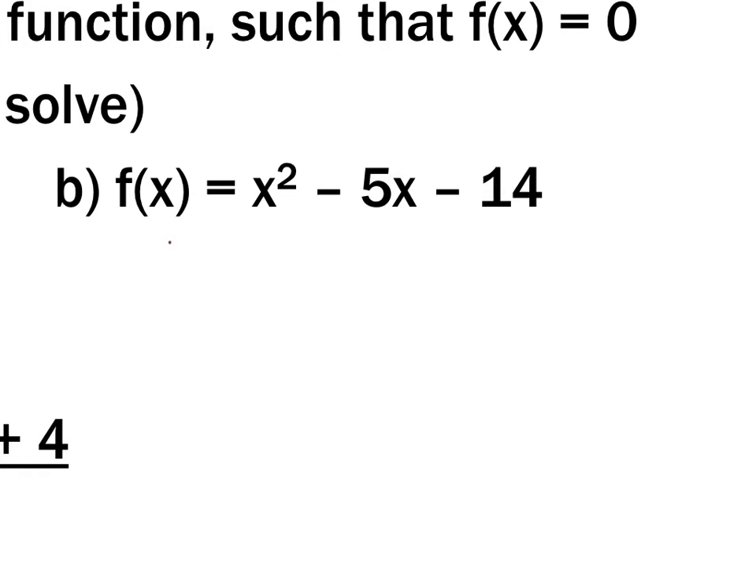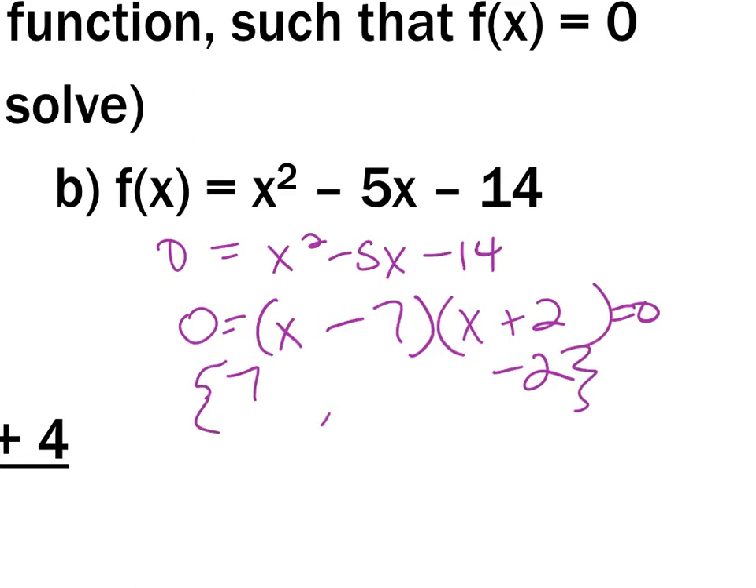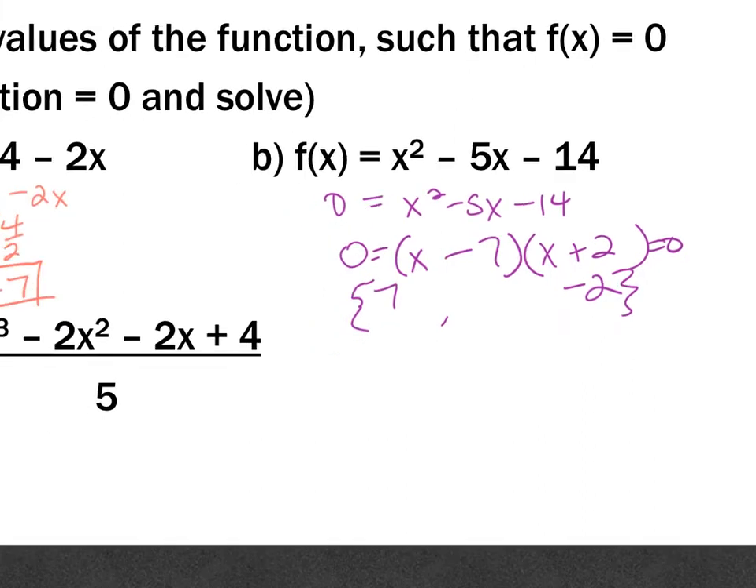So hopefully we know that if I set this equal to 0, and it's a trinomial with nothing on the front of the x squared, I'm looking for the factors of the last term, negative 14, that add to negative 5. And what are those factors? x minus 7 and x plus 2. Perfect. Set it equal to 0, and I get positive 7, negative 2. And I believe WebAssign will tell you which order to put that in, smallest x first. But these are both your answers. So negative 2 and 7 would both be the answers.